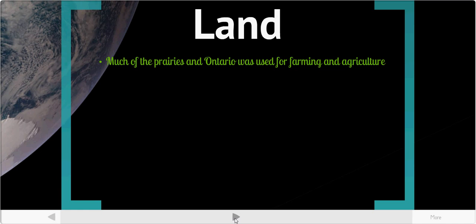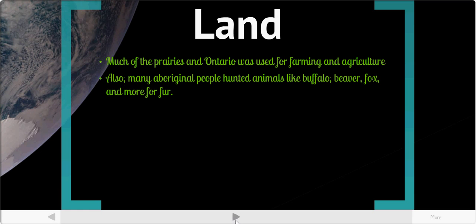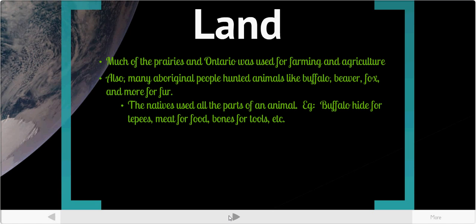So land. Much of the prairies in Ontario was used for farming and agriculture, even after Europeans came, and many Aboriginal people hunted animals like buffalo, beaver, and fox, the beavers for their pelts and buffalo for their food and stuff. And also the natives used every single part of the animal. For example, the buffalo hide would be used for teepees and clothes, and the meat would be used for food, and the bones and the horns would be used for tools, and etc.